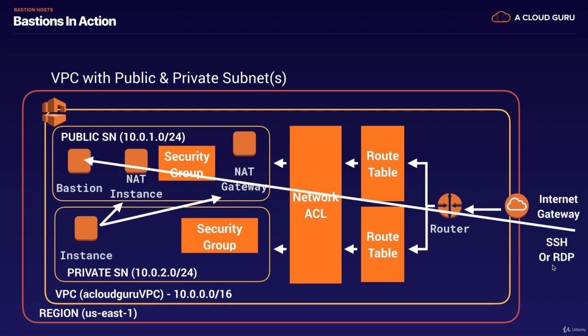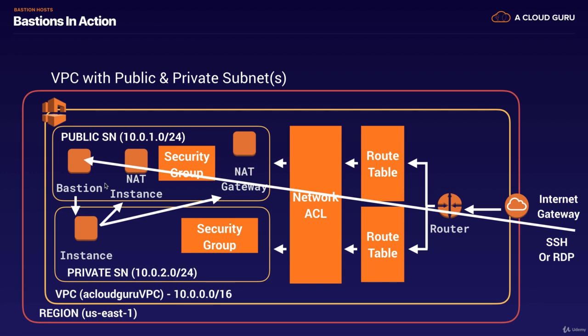We've got SSH or RDP, so SSH for Linux or RDP going to Windows. Essentially it goes through the internet gateway, through our route tables, through our network ACLs, through our security groups, and then on to our Bastion server. Our Bastion server then just forwards the connection through SSH or RDP to our instances.